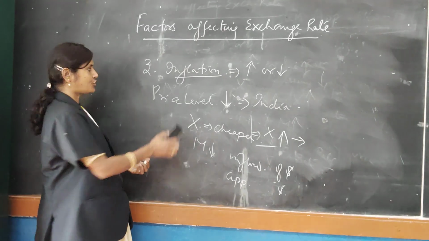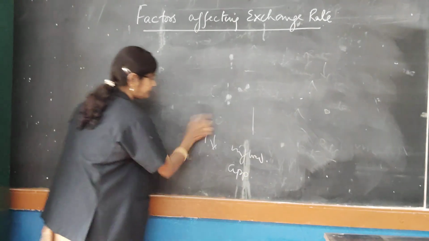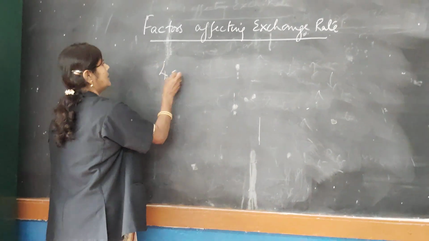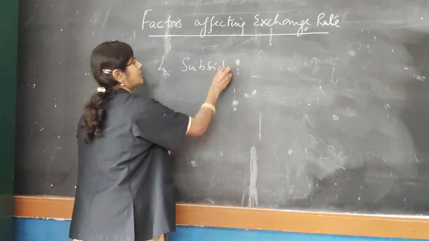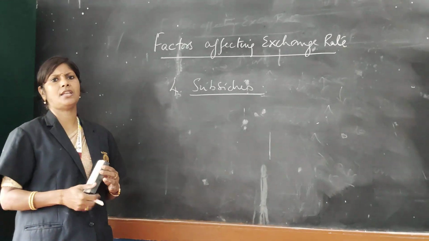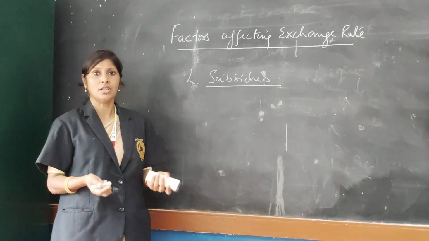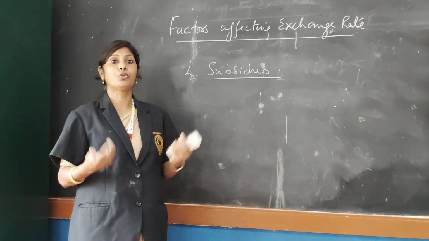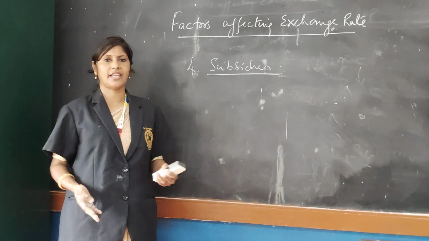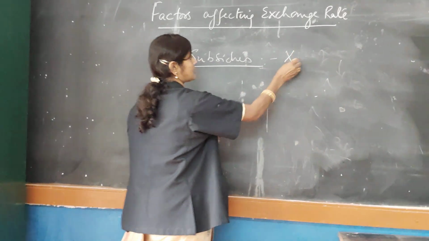I hope you have understood, students. Next, we move on to the fourth factor, that is the subsidies. Okay. Subsidies, you know what is subsidy? Subsidy is the concession or incentives that is given to the exporters, okay, for improving their production capability or their sales volume, etc. So subsidies which is given to exports.